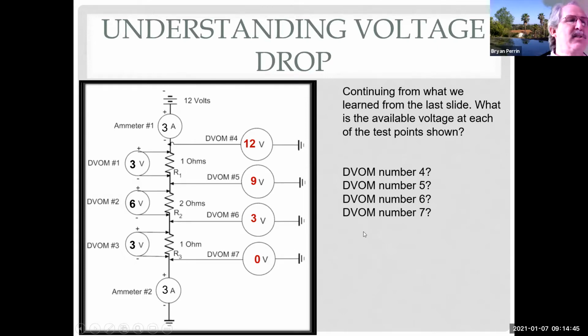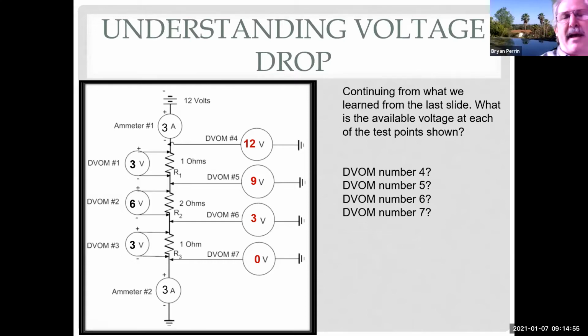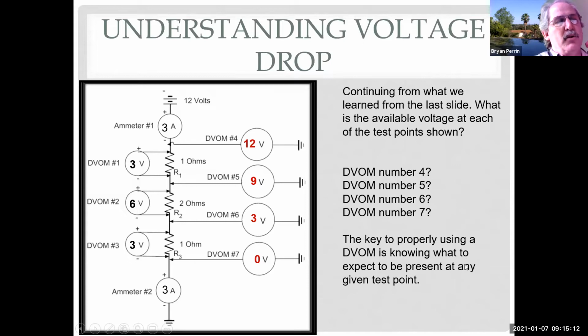Our 12 volt battery has 6 2.1 volt battery cells to make a series circuit. So what we're talking about in circuits, we're going to roll right into batteries because that's how batteries are made. And that's how I can get a 300 volt battery or a 6 volt battery or a 1.5 volt battery. It's all by building series circuits. So here, instead of making voltage, we're using voltage, but the same concept. The key to properly using a DVOM or DMM, as the book calls it, is knowing what to expect to be present at any given test point.